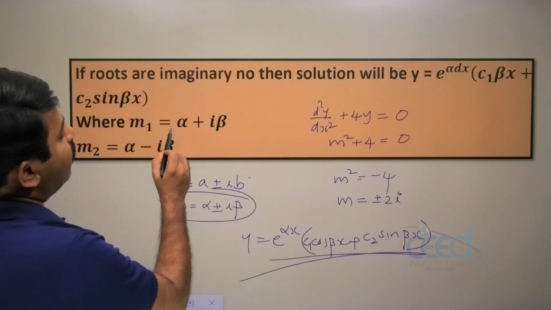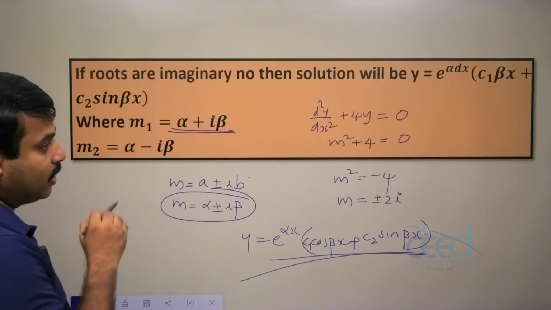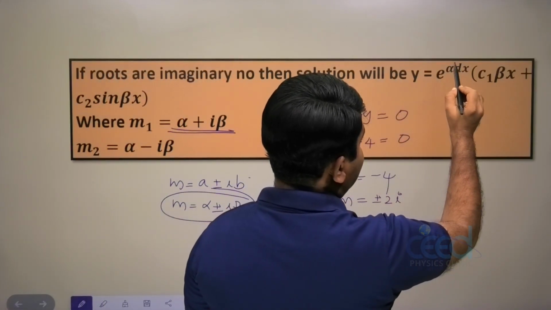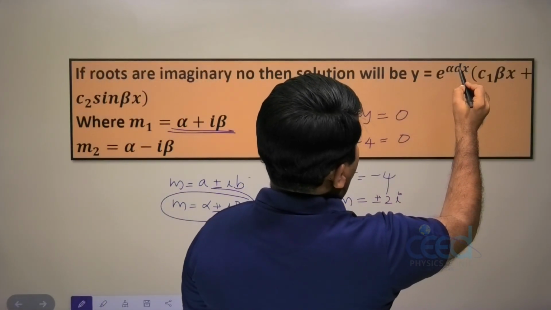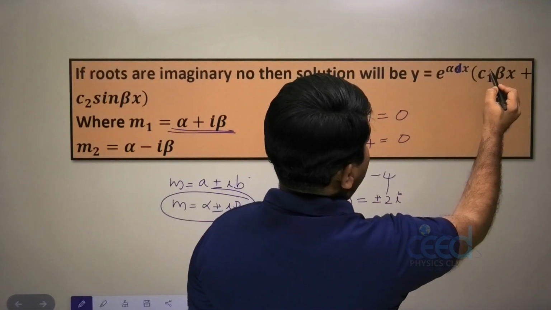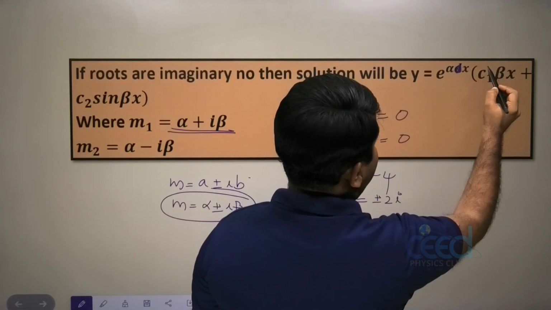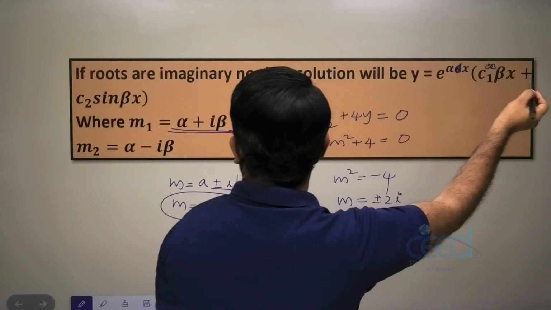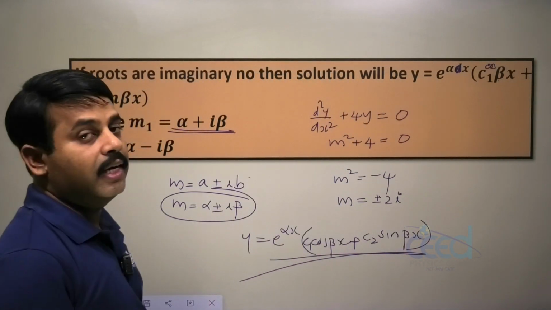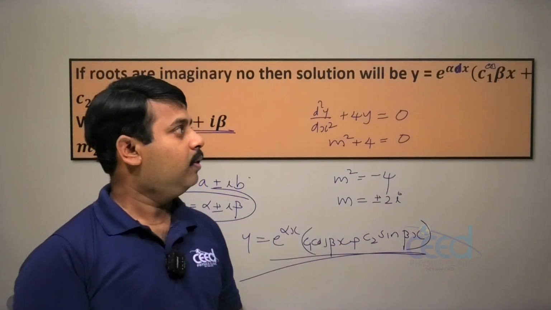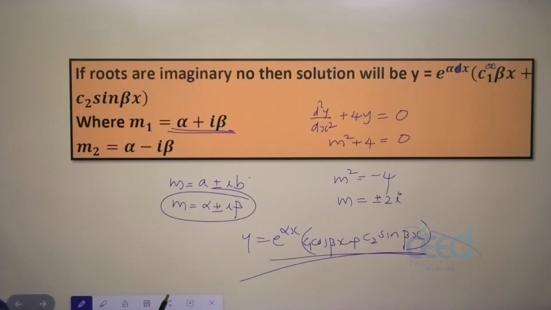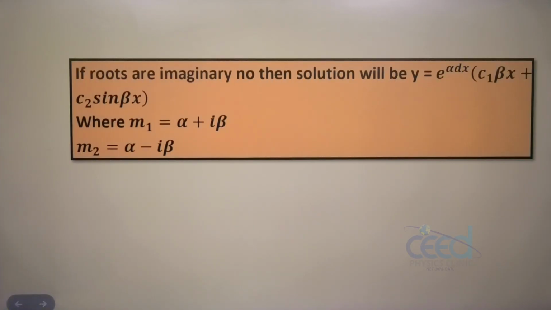So if alpha plus or minus i beta comes as the m value, then you have to write y is equal to e raised to alpha x into c1 cos beta x plus c2 sin beta x. Please remember, there is some typing error in the slide. Now let us do one problem, then you will get more idea.